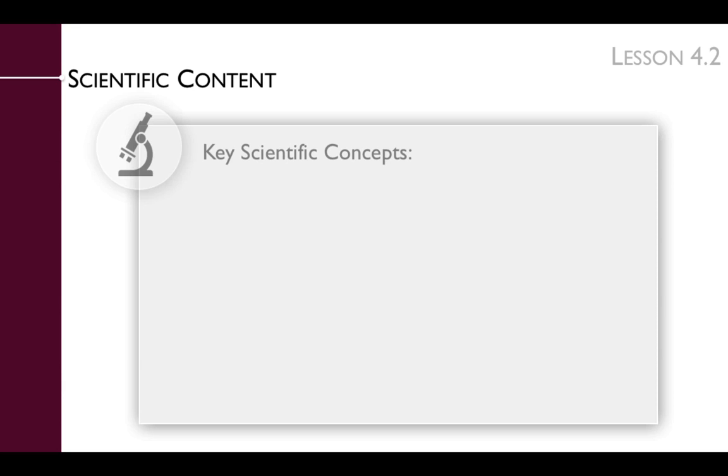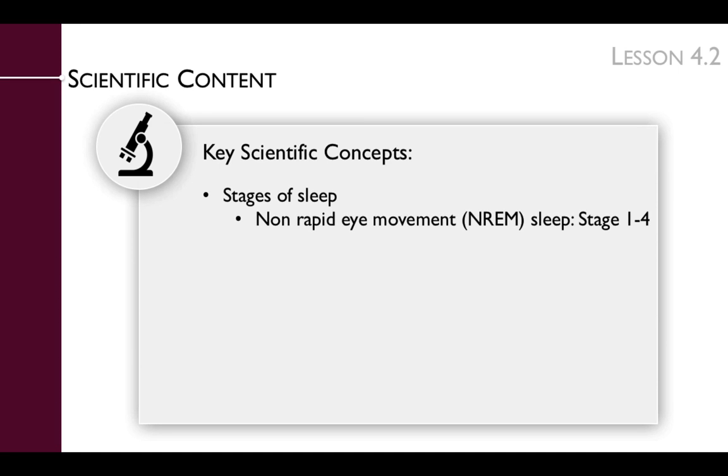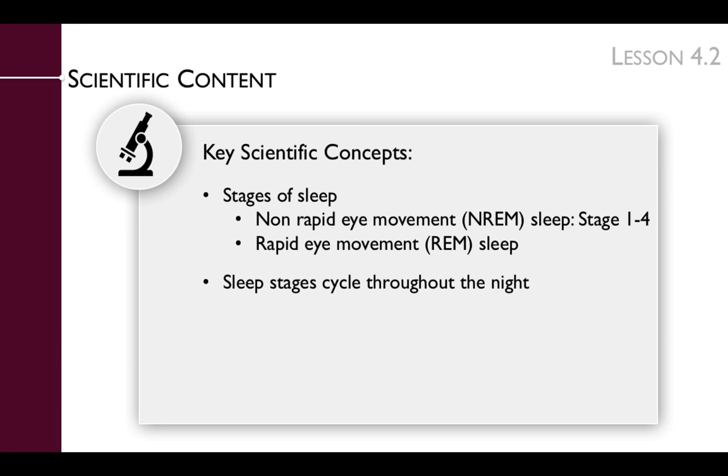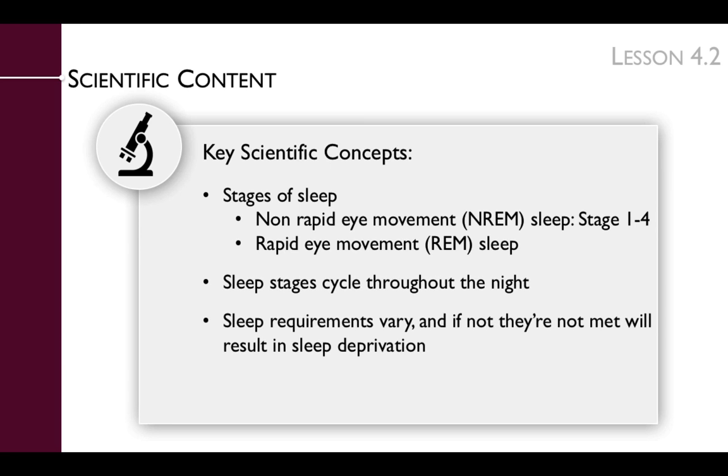To prepare for this lesson, you'll need to review the key scientific concepts presented in it. They include an overview of the stages of sleep, including non-rapid eye movement, or NREM sleep, stages 1 through 4, and rapid eye movement, or REM sleep. Additionally, this lesson addresses how the sleep stages cycle through the night, and that sleep requirements vary, and if they're not met, will result in sleep deprivation, as well as the consequences of sleep deprivation.